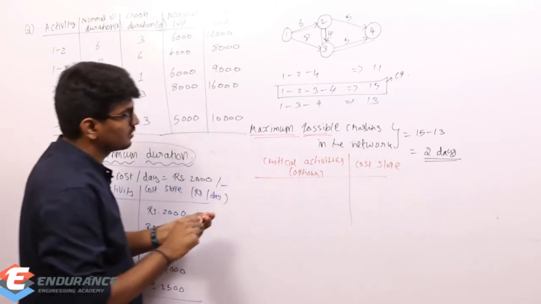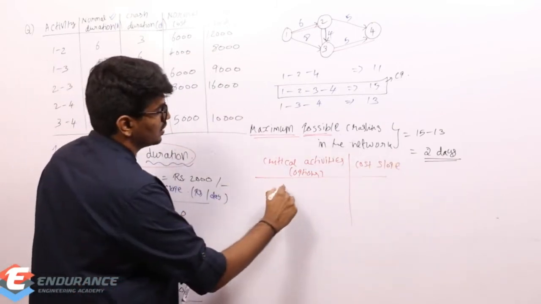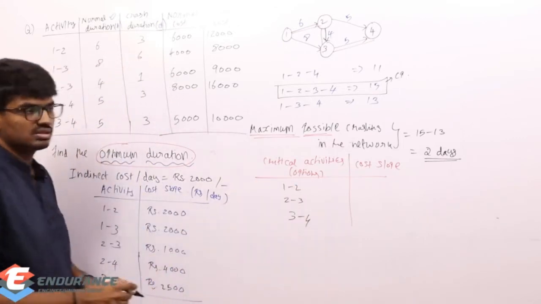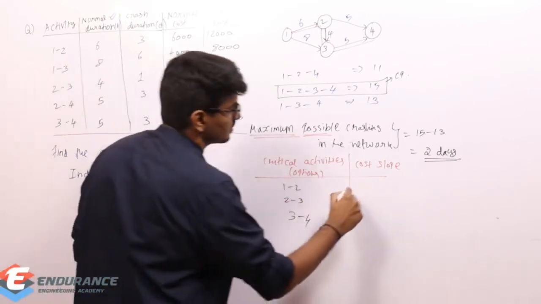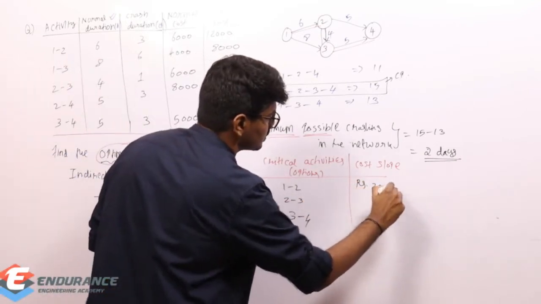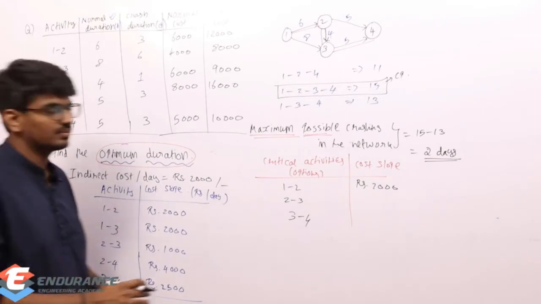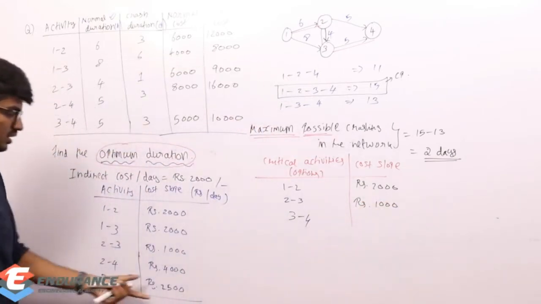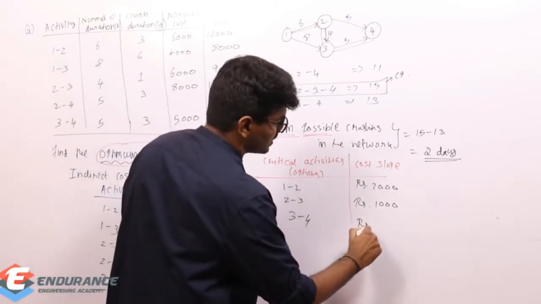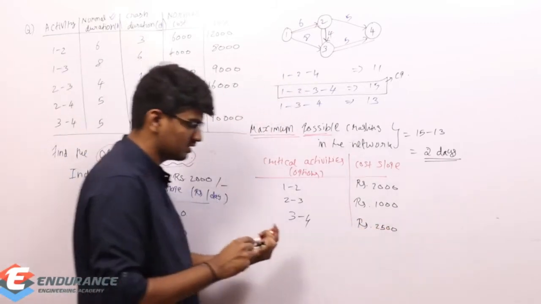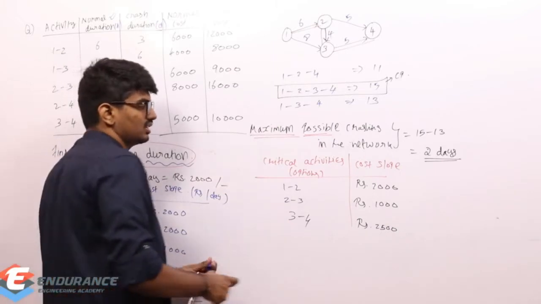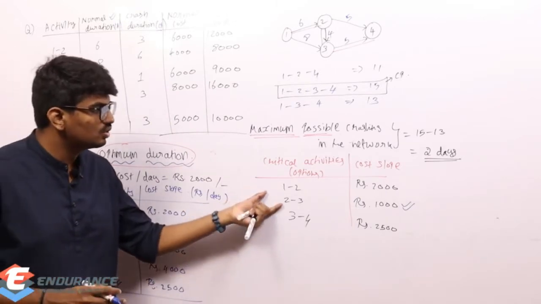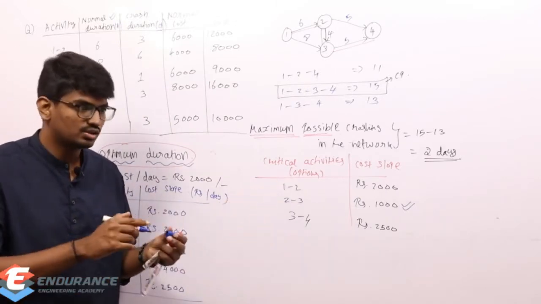The first option I have is 1 to 2, the second is 2 to 3, and the third is 3 to 4. 1 to 2, what is the cost slope? The 1 to 2 cost slope is rupees 2000. 2 to 3 is rupees 1000. Well and good. And 3 to 4, rupees 2500. Now say which one I need to crash. Simply this one, so I am going to crash this 2 to 3 only.